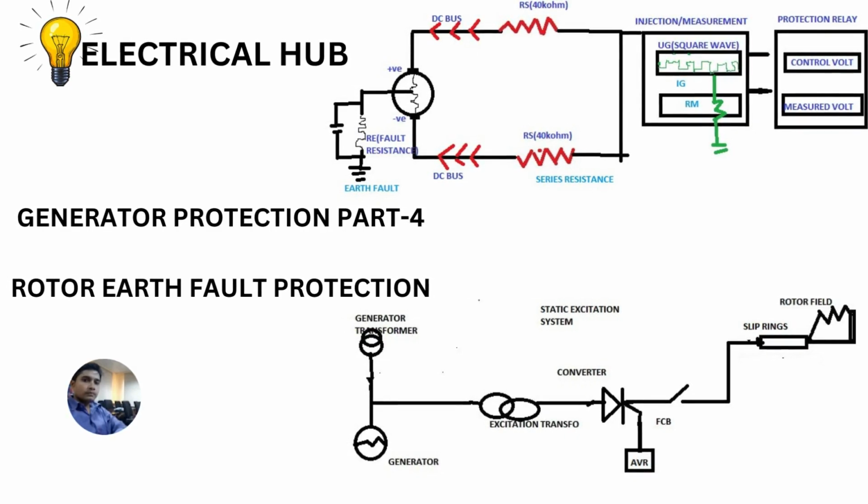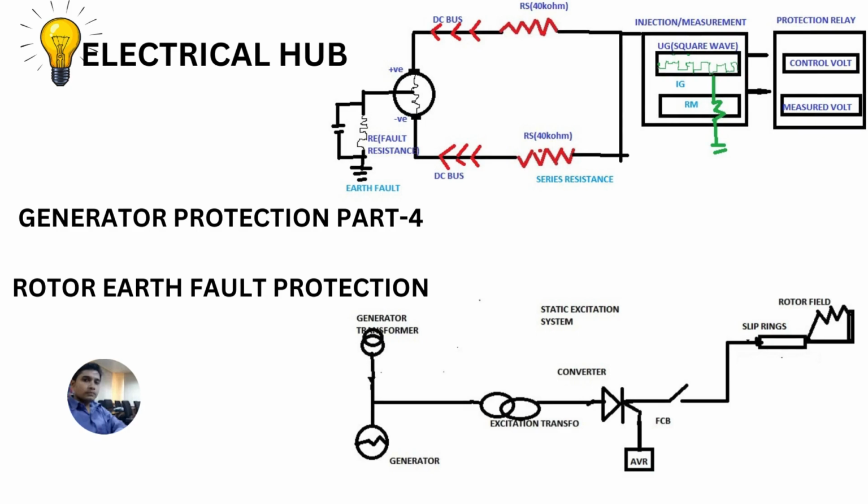Here we are going to discuss the rotor earth fault protection. In the generator protection series, we have already discussed the dead machine protection, stator earth fault 95% and 100% protection, generator low forward power protection, and the generator reverse power protection. If you are interested to know about that, you can check the link in the description box.